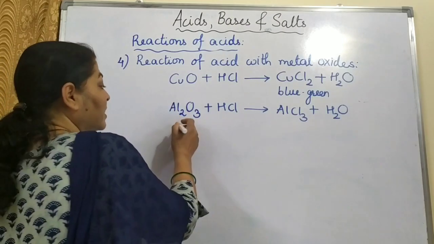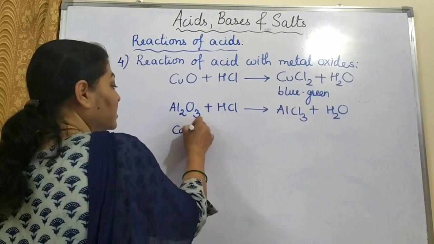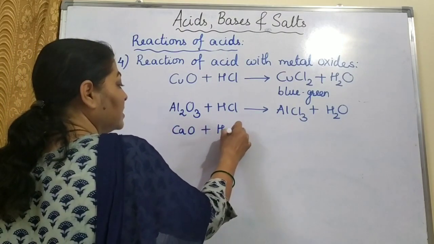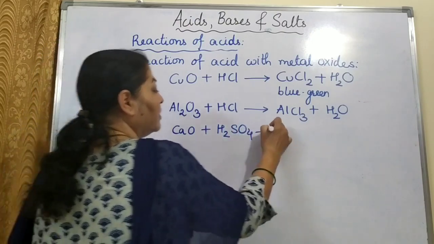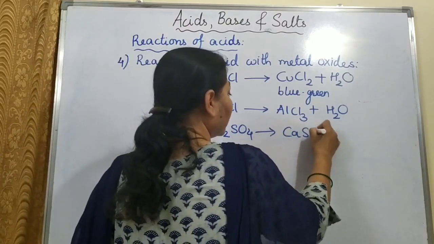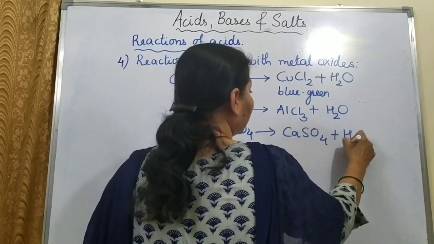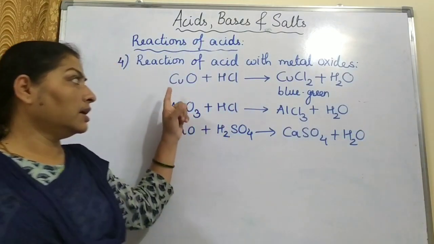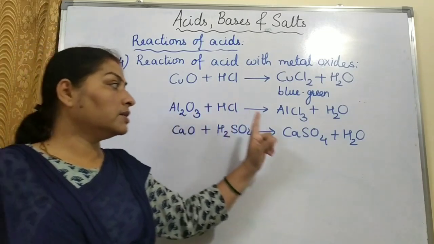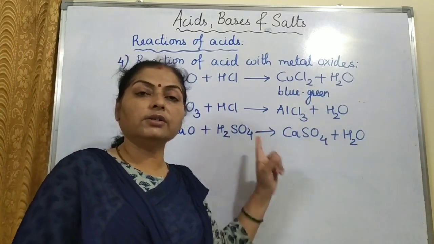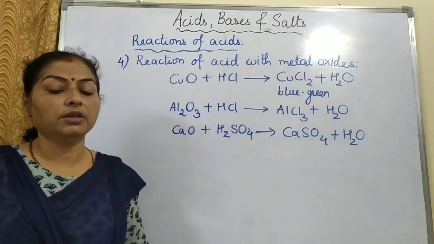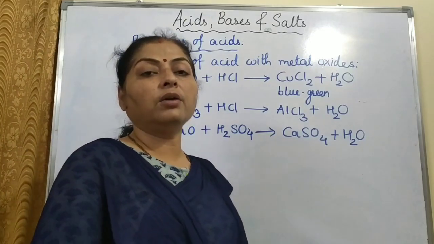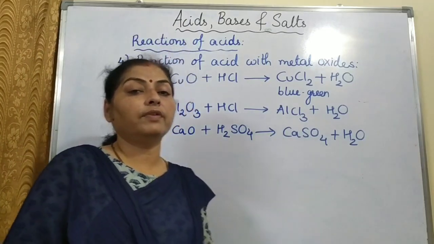Another example we can take, simple calcium oxide also we can take in this way. Let us take H2SO4 and we will get CaSO4 plus H2O. So the reaction of acid with metal oxides is giving us salt and water. So it is also a neutralization reaction. So here we come to an end of the reaction of acid.